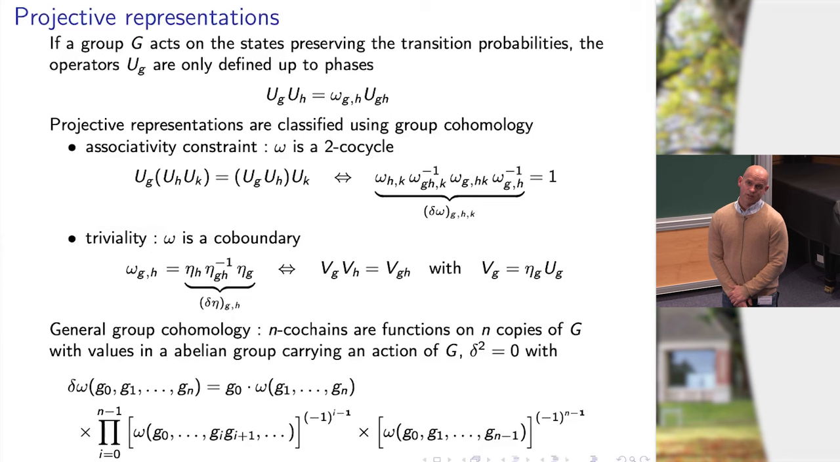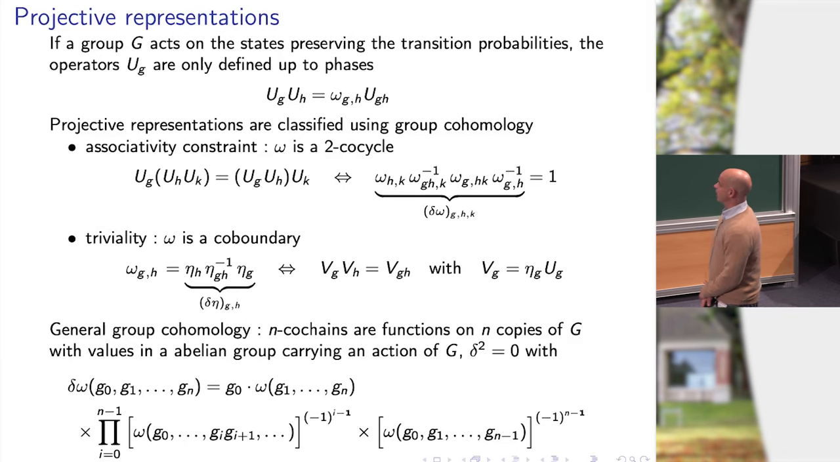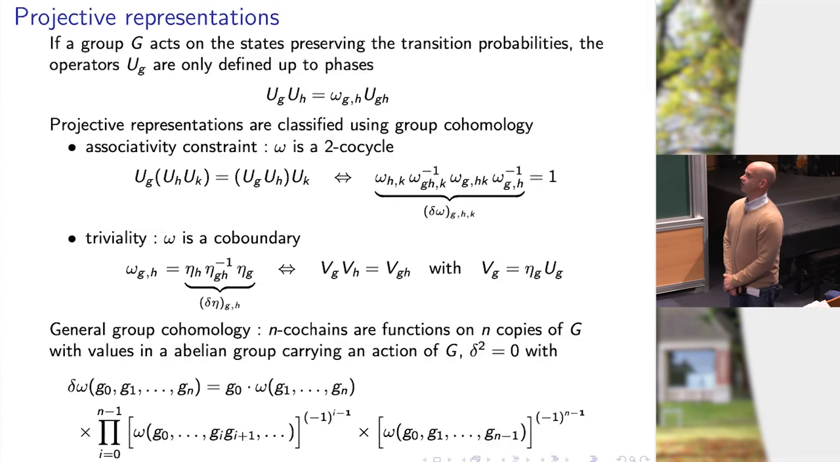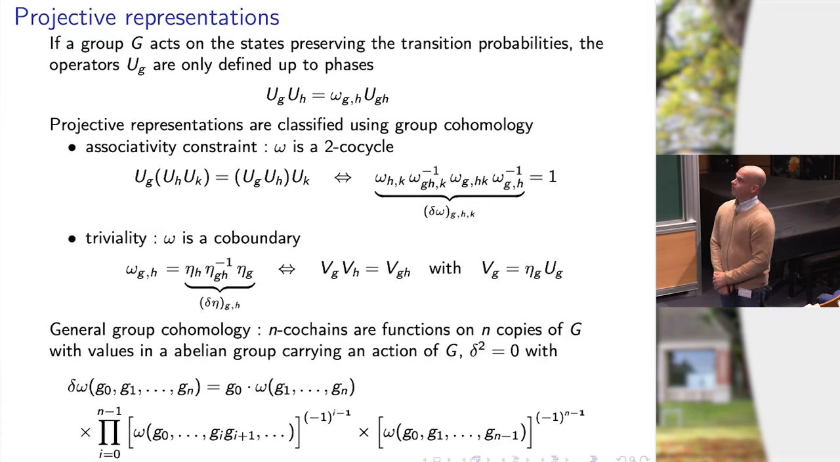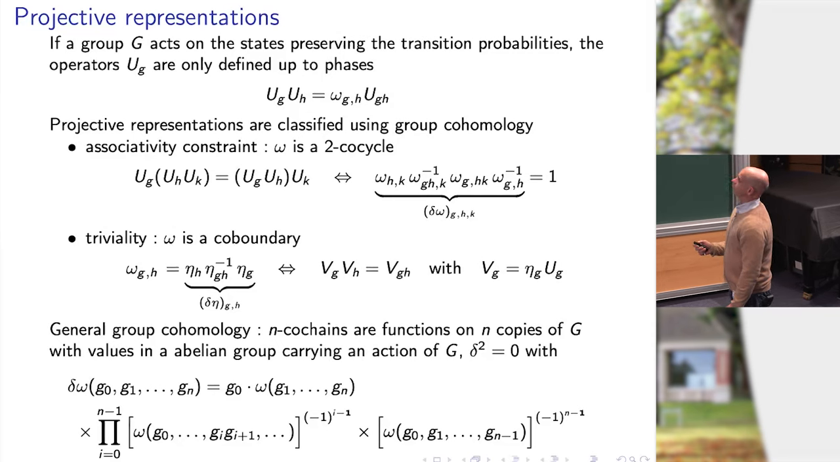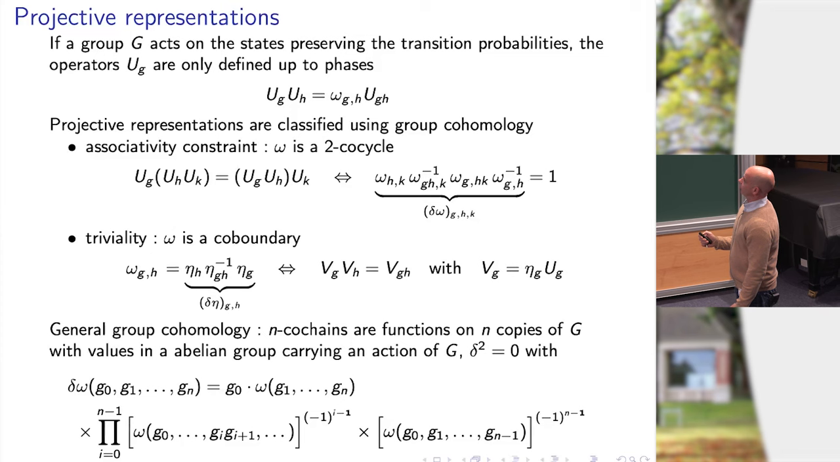This representation on the states of the system is not necessarily a representation on the Hilbert space, because states and Hilbert space vectors are only related up to a phase. So everything turns out to be defined up to a phase. Therefore, when you have the group multiplication, you will recover the image of the product only up to a phase.